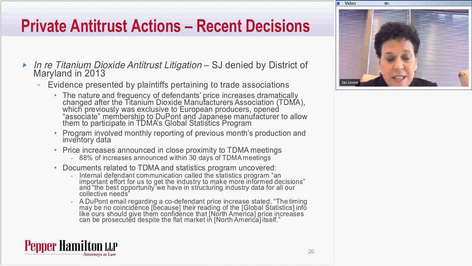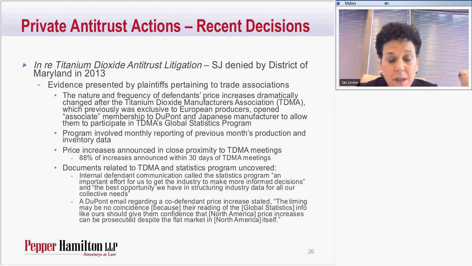First, the frequency of defendants' price increases dramatically changed after the trade association, the Titanium Dioxide Manufacturers Association, which had been previously exclusive to European manufacturers, opened its doors and allowed others in, DuPont and a Japanese manufacturer. And apparently, after that happened, there were significant price increases.